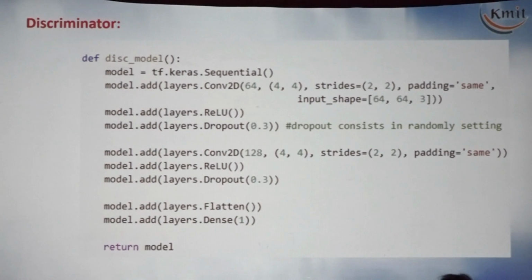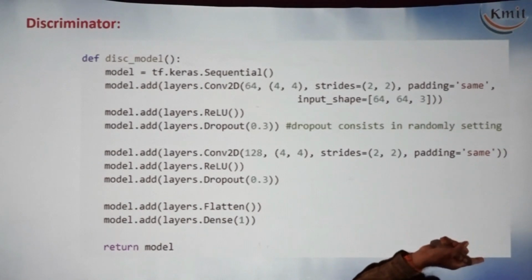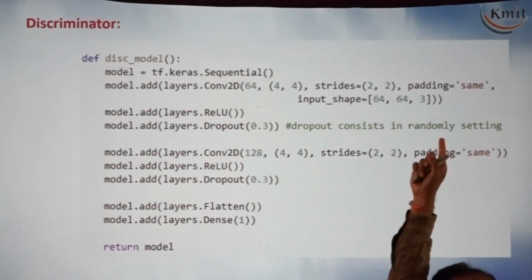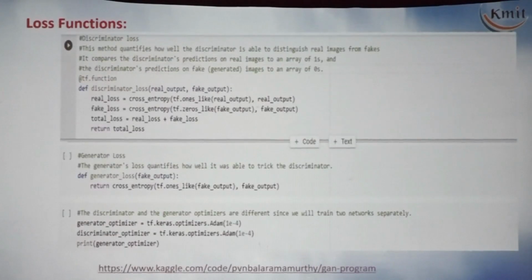You can easily create the generator and discriminator, but the combination is very difficult, because here you have to remember what input shape you have given, and this should match with the output of the generator. According to this you have to adjust the generator network. This is important, right? And then next, discriminator loss and generator loss.